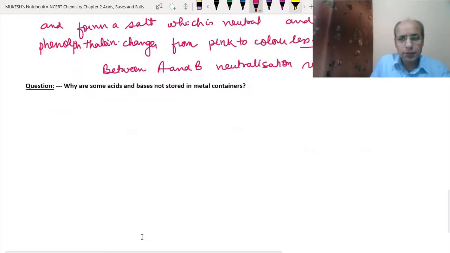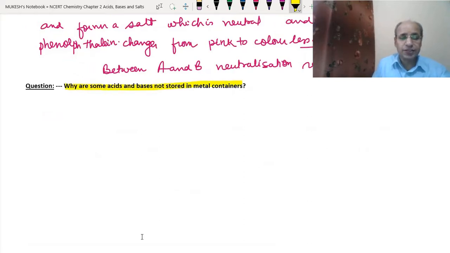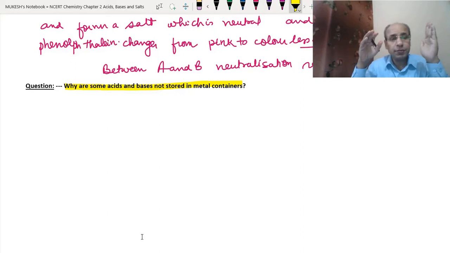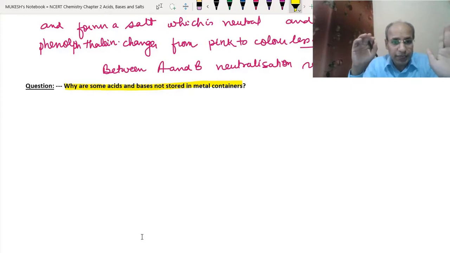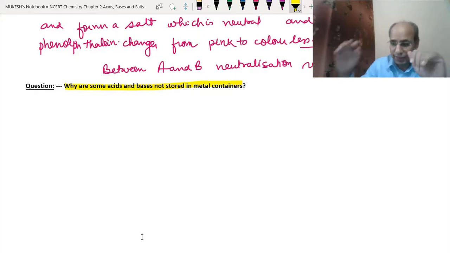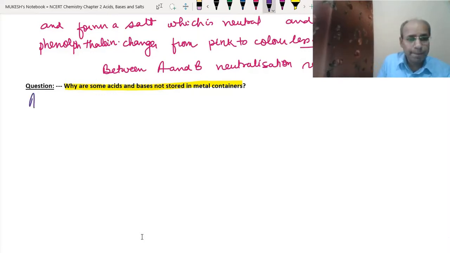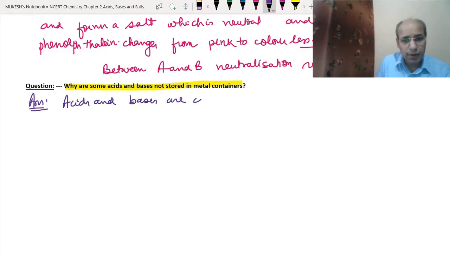Now the next question. Why are some acids and bases not stored in metal containers? As we have studied, both acids and bases are corrosive in nature. They can corrode the metals. Some acids react with metals which are more reactive than hydrogen. So that is why we do not keep acids and bases in metal containers. We can write the answer that acids and bases are corrosive in nature.